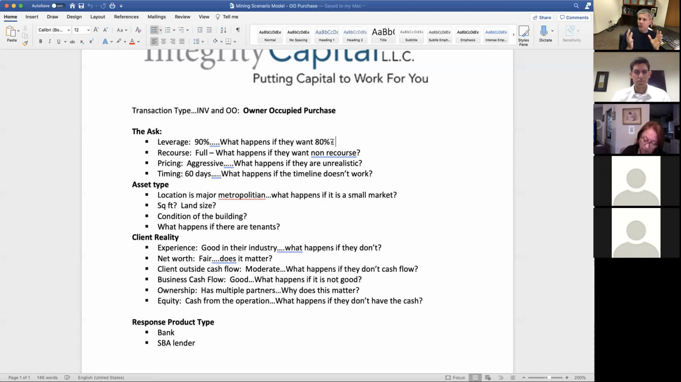By the way, this goes for a refinance, purchase, or construction. It just falls under the same bucket, okay? So the first thing you're probably going to deal with is leverage. They're going to want to know what's the loan to value.